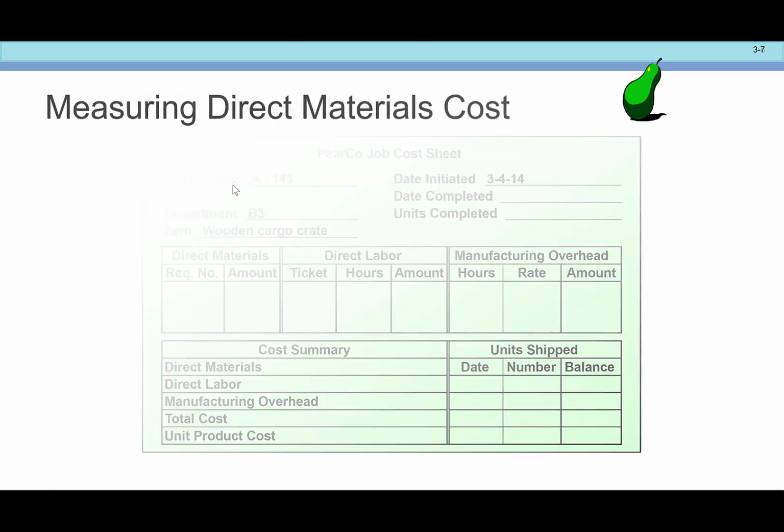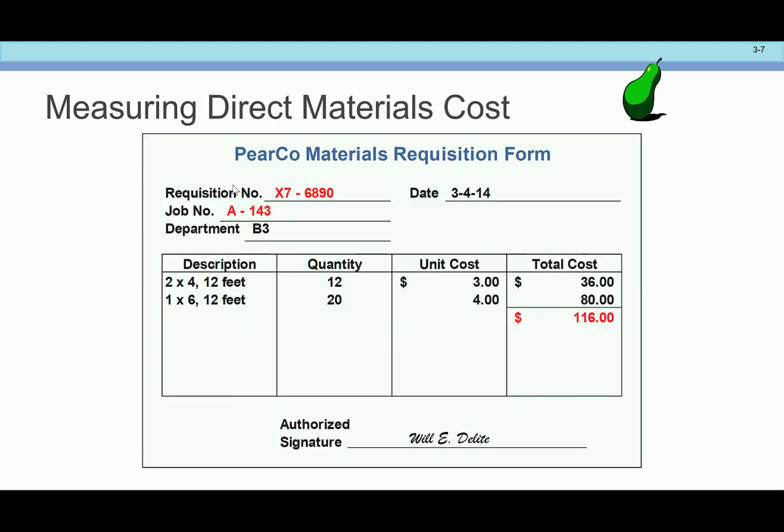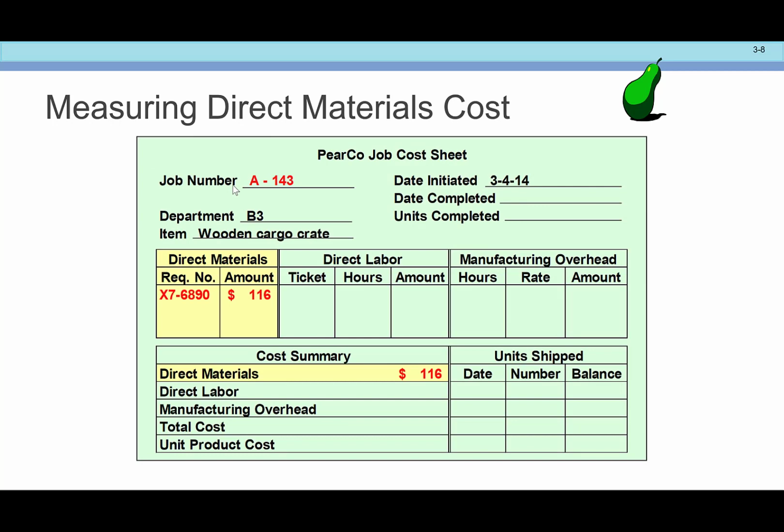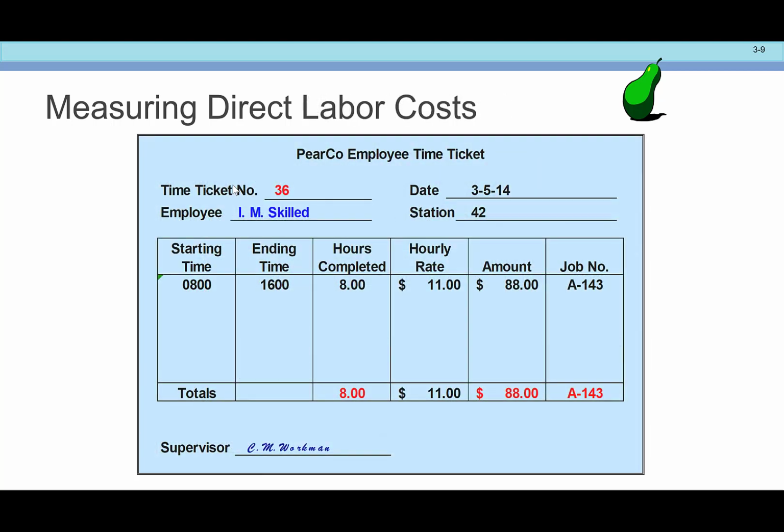Okay, good. So first, we look at the materials. Our cost of our materials is $116. So we enter that into the direct materials on our job costing sheet, right? Then we do the labor. We're paying these guys $8 an hour.